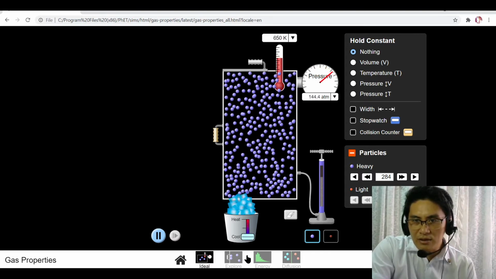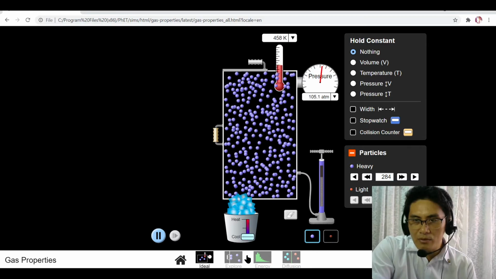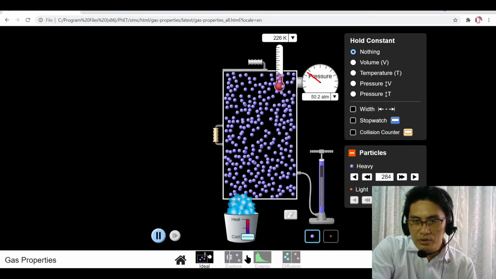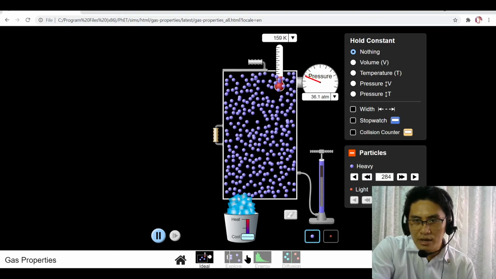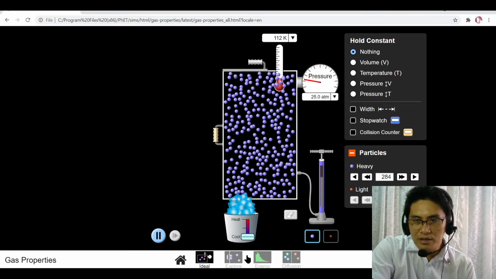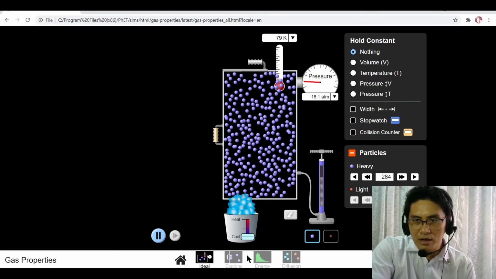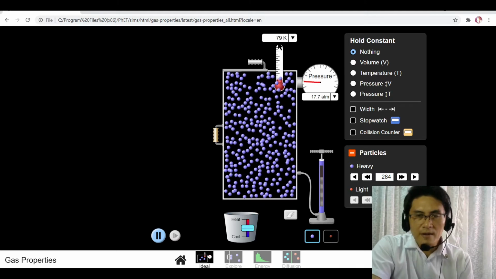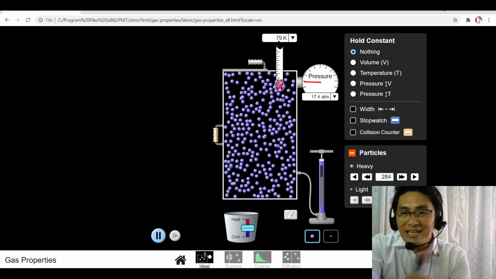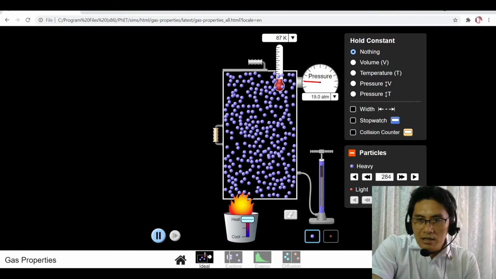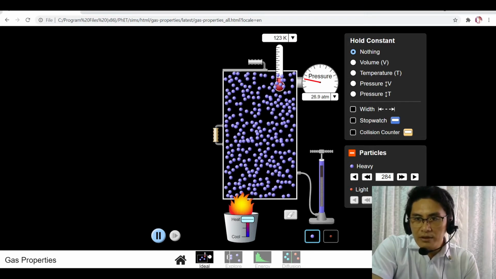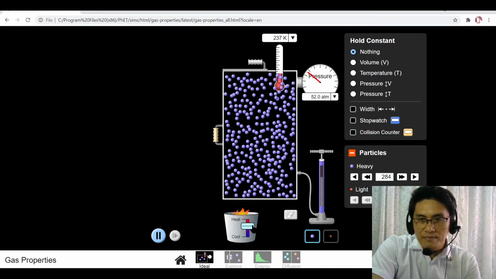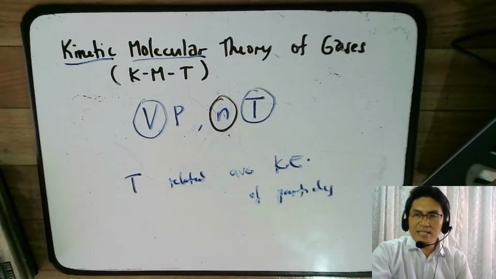But if I cool it down, see, I'm now cooling it down. Notice that the particles become slow in motion. See? Look at that. The particles are now moving slower because the temperature has plunged to 79 Kelvin. If I increase the temperature by heating it up, now the temperature rises, and you see the particles inside are also moving faster. Okay? So that's the idea there.